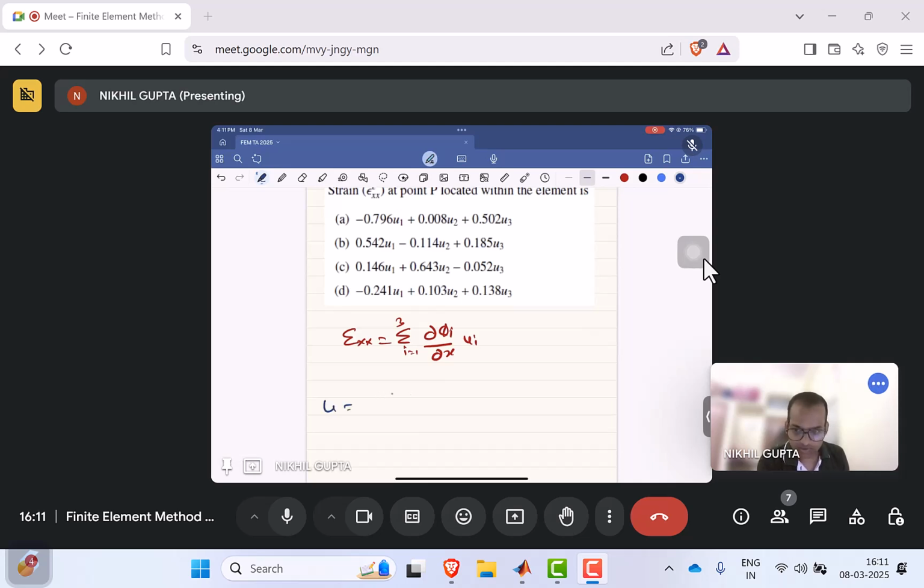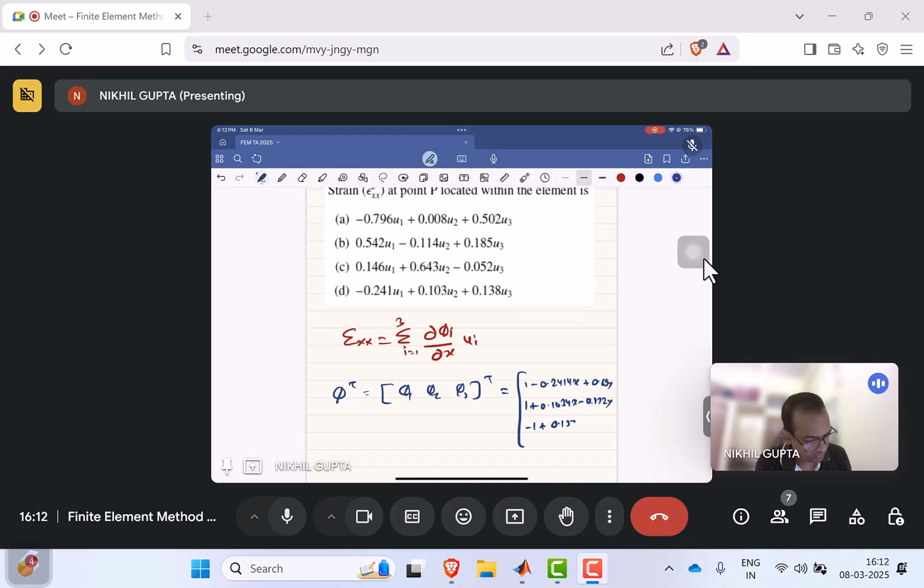So we have calculated phi transpose, which is phi 1, phi 2, phi 3 transpose: 1 minus 0.2414x plus 0.069y, 1 plus 0.1034x minus 0.172y, minus 1 plus 0.137x plus 0.103y. The same I have copied from the last problem.